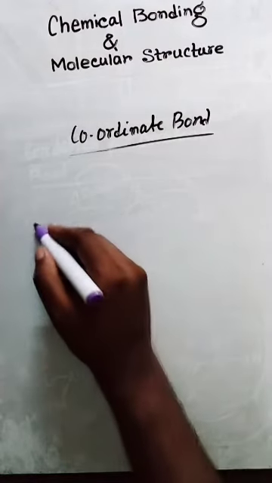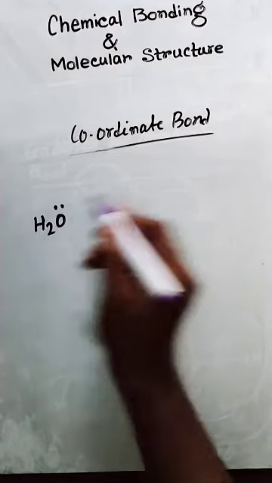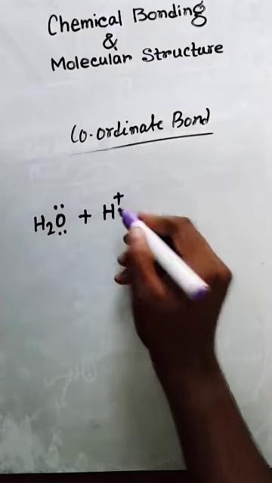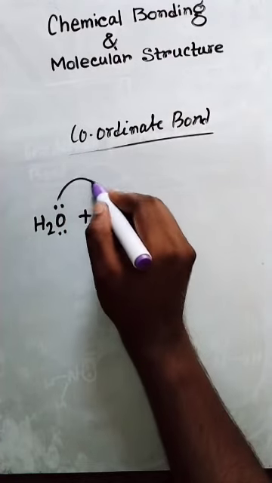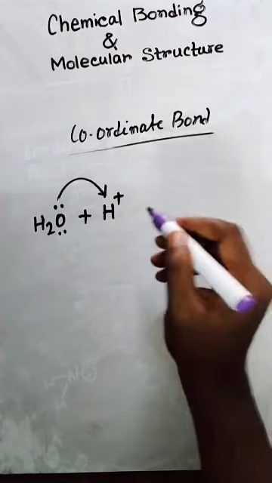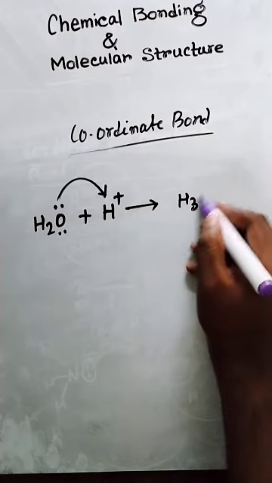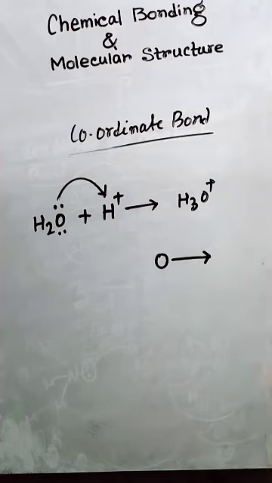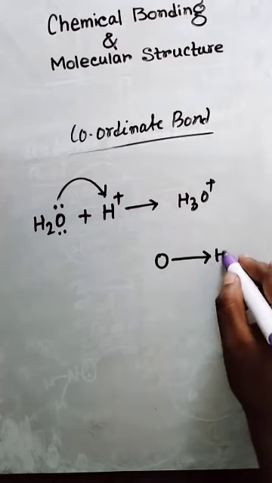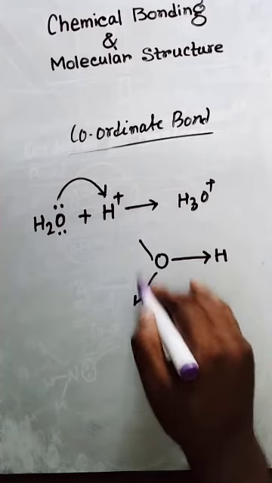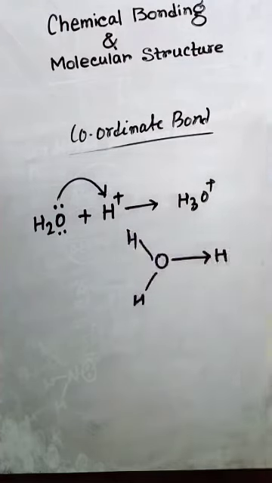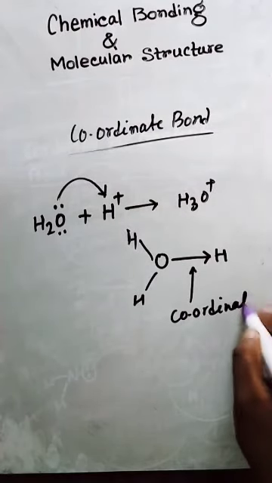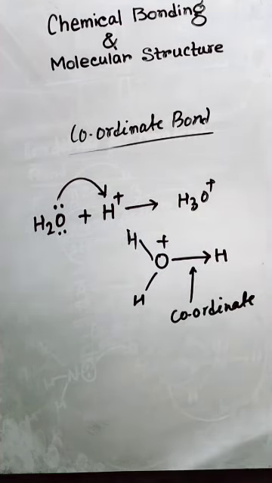Similarly, in the case of the water molecule, there are also two lone pairs on the oxygen atom, and when a water molecule reacts with an H plus ion, again the lone pair of oxygen is donated to the H plus ion and it produces H3O plus. The structure of H3O plus is like that: oxygen atom with one coordinate bond between oxygen and hydrogen, and two hydrogens which are covalently bonded with oxygen. So this bond is known as a coordinate bond, and there is a positive charge on the oxygen atom.